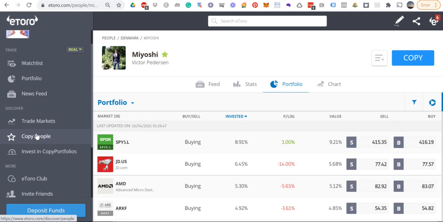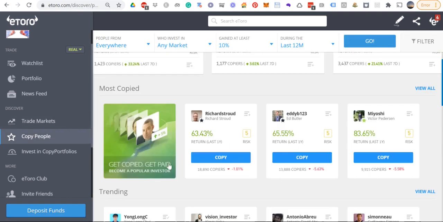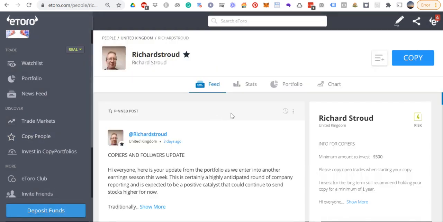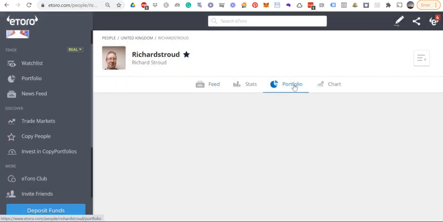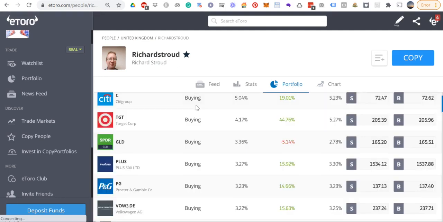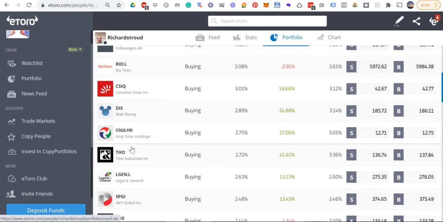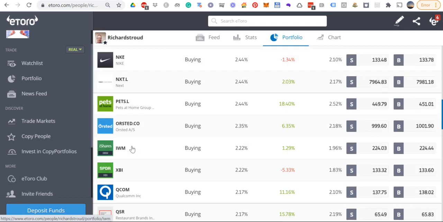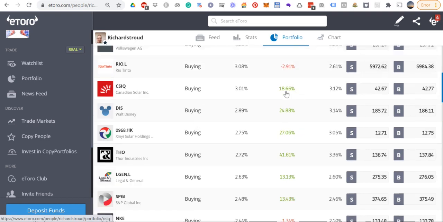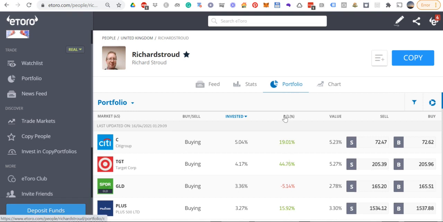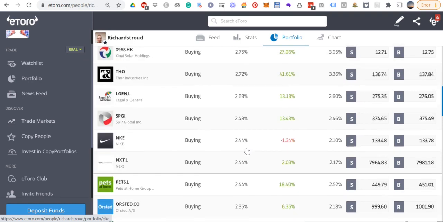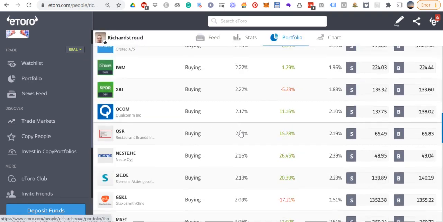But if we go back, this guy, Rich Stroud, who's been on the platform for quite a long time, he's got what I would say is a better diversified portfolio for the longer term. And you see he's picked a lot of winners here. There's a lot of greens here. And he's diversified well. It's like 5%, 4%, 3%.